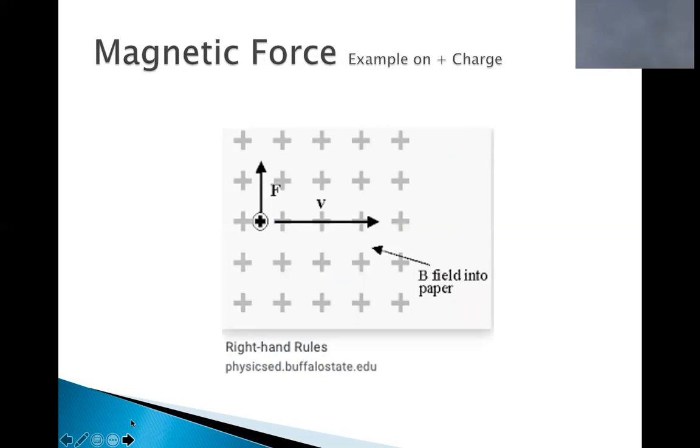Examples. Here in the background, we have these little cross signs that represent the magnetic field perpendicular to the paper and pointing into the paper. And the direction of the velocity is here, V. This represents a little positive charge. So for the force, your index finger points towards the velocity, your middle finger points towards the direction of the magnetic field, and your thumb should be pointing upward, like the direction of the force. So this is one example.